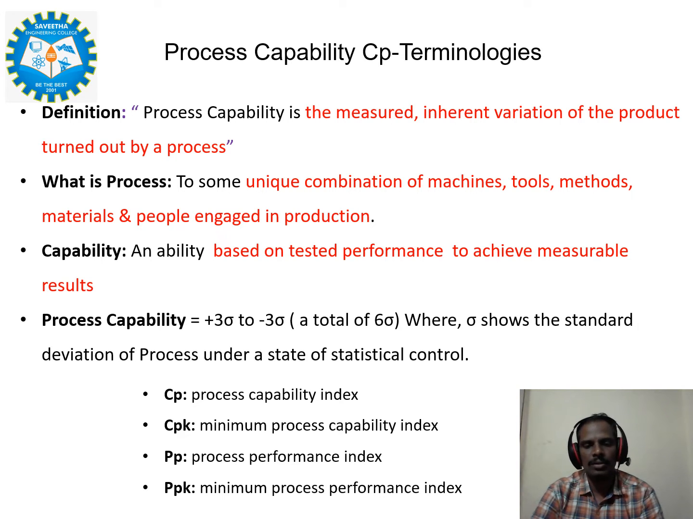of statistical control. The values are indicated in various notations such as CP, which indicates the process capability index, CPK is the minimum process capability index, PP is the process performance index, and PPK is the minimum process performance index.